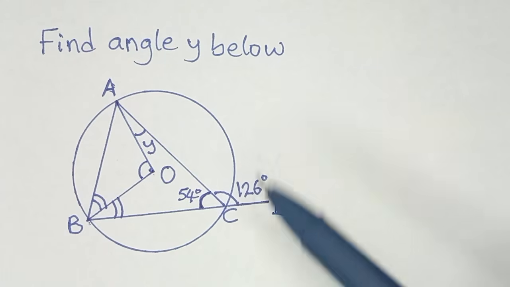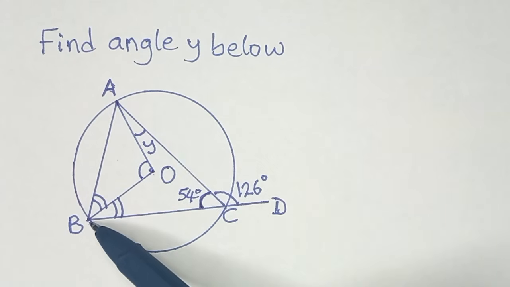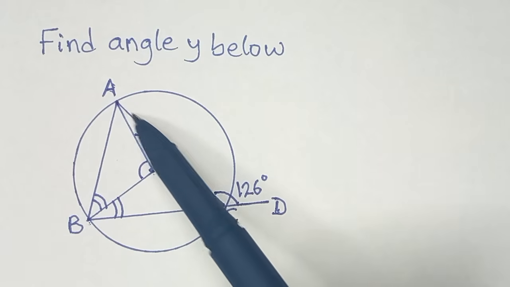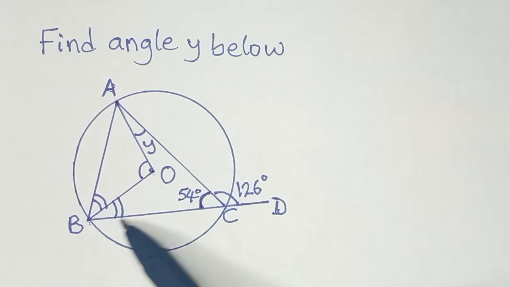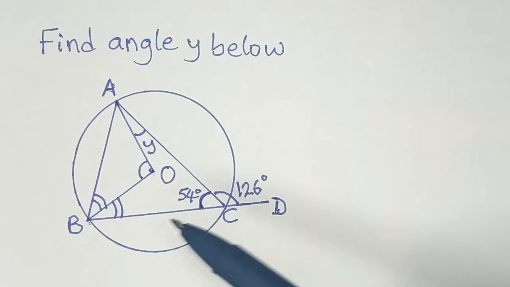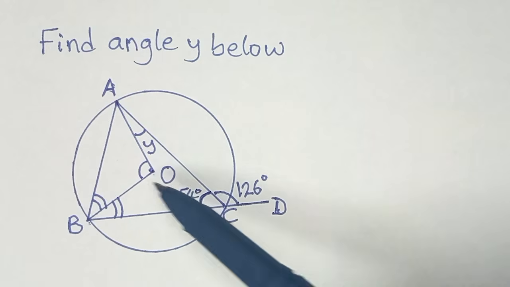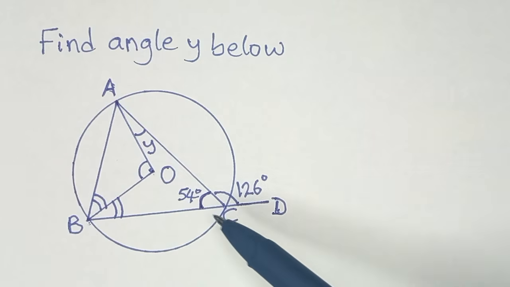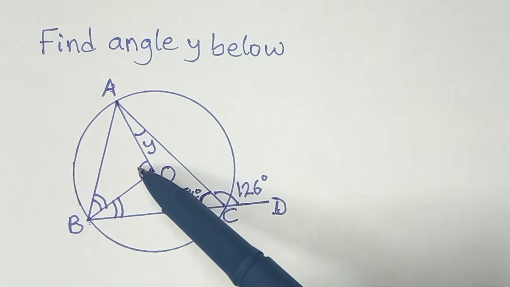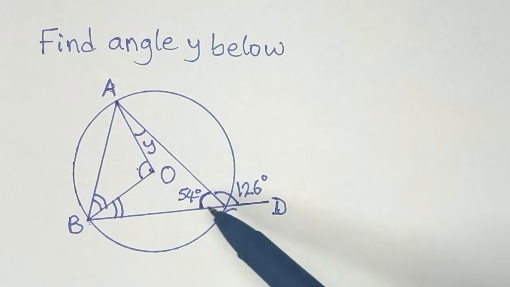So in such a situation where you have lines coming from the same points, and a pair of the lines goes to the center of the circle, and another pair goes to the circumference of the circle, what you should know there is that the angle at the center is twice that at the circumference.